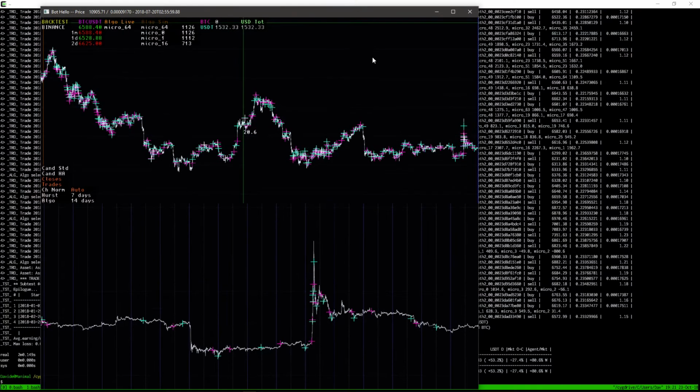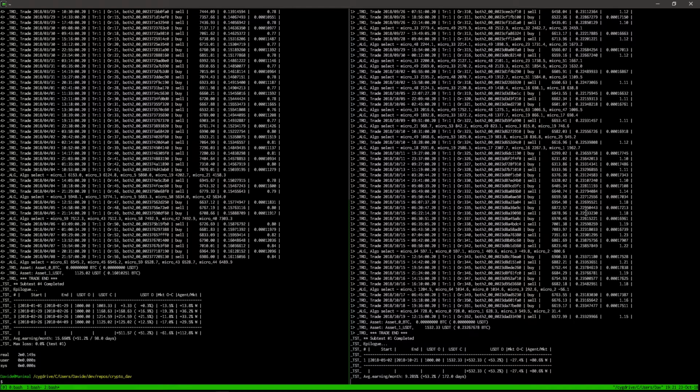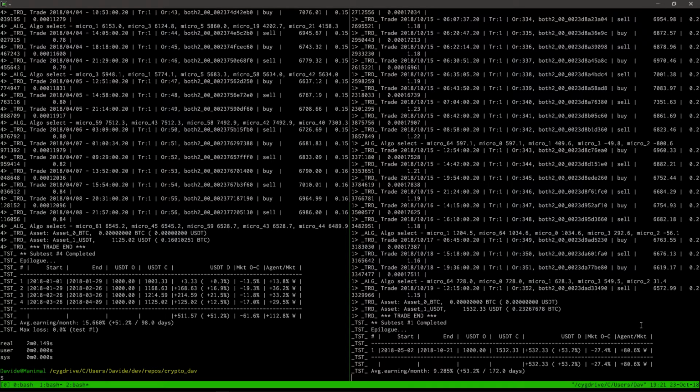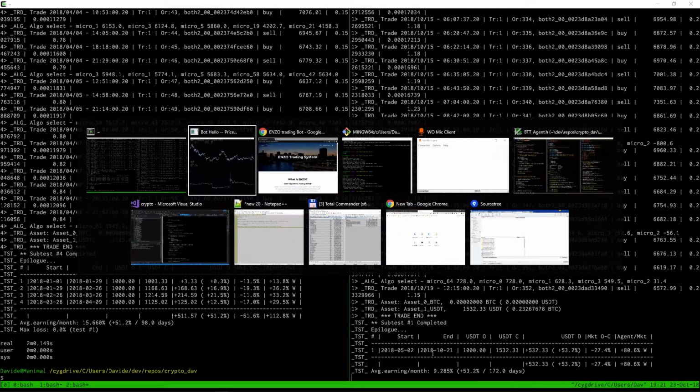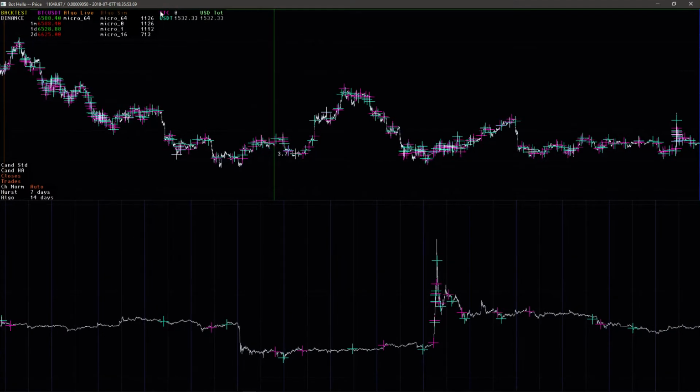The final result, if we zoom it out, is about 53%, or 80% of the market, since the market from the period of May to end of October has dropped about 27%, meaning that the price of the Bitcoin went from about $9,000 to $6,600 today.